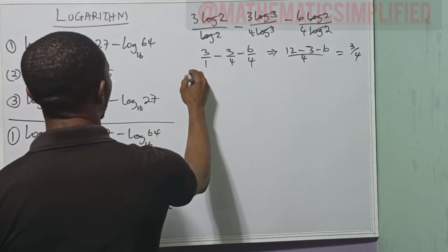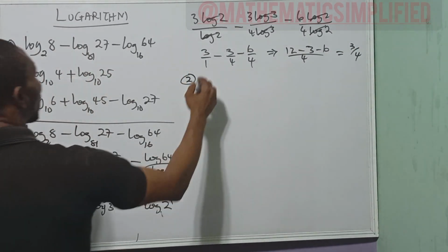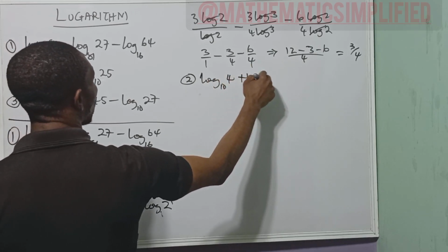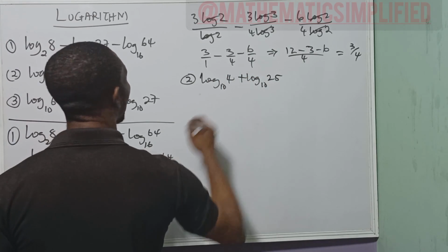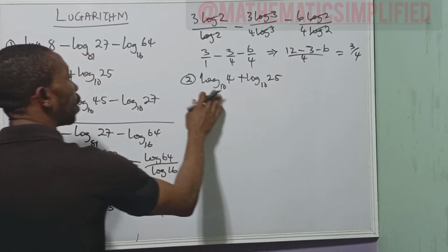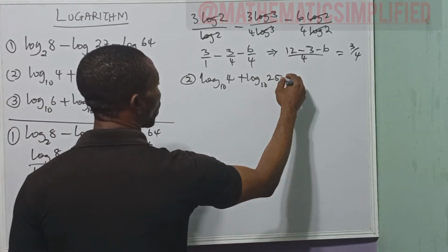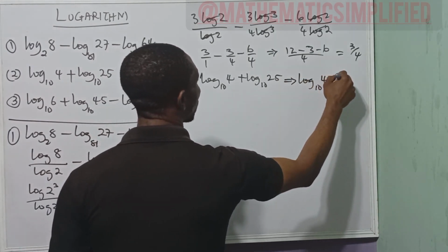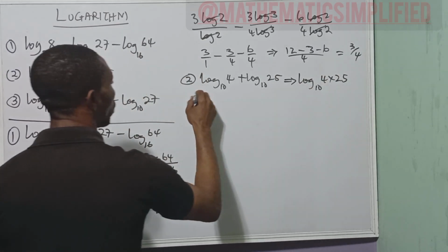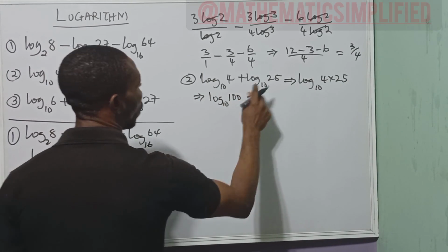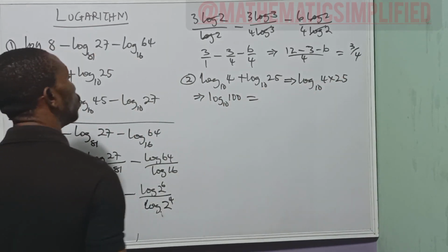Now looking at question 2, we have log 10 4 plus log 10 25. Remembering our laws, when they're both in a common base, this becomes multiplication. So this becomes log 10 of 4 times 25, which is log 10 100. Now 4 times 25 will give us 100.